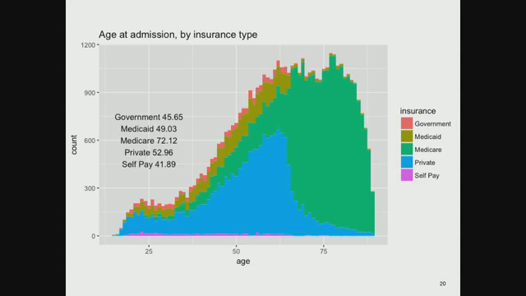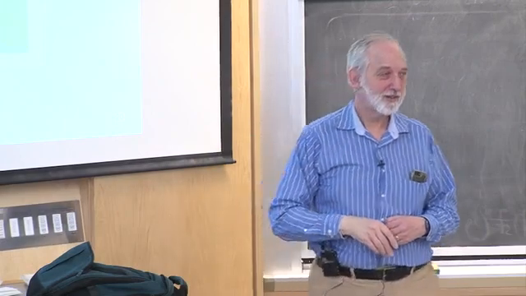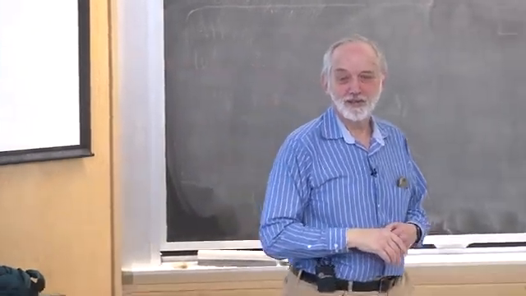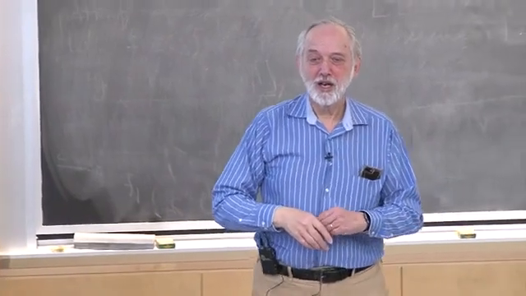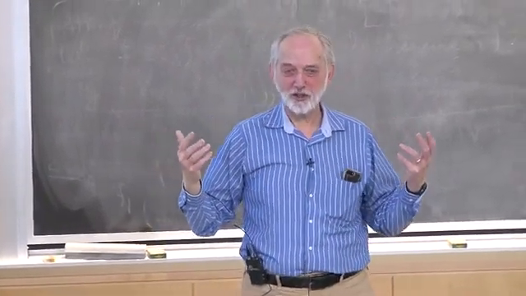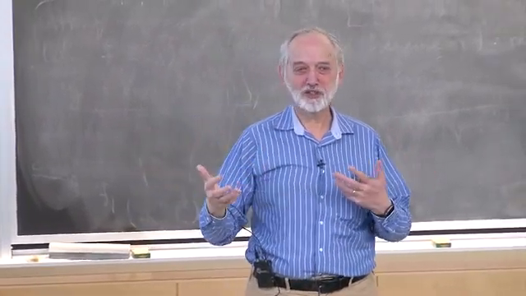Now, why do you think that private insurance drops way off at about 65? Isn't insurance always covered for everyone? It's because of Medicare. Yeah. So Medicare covers people who are 65 years old.